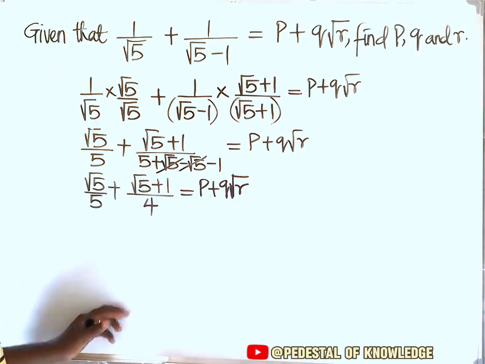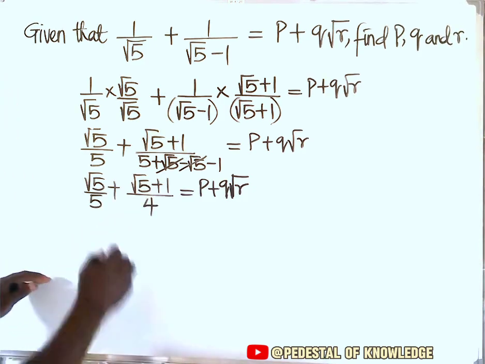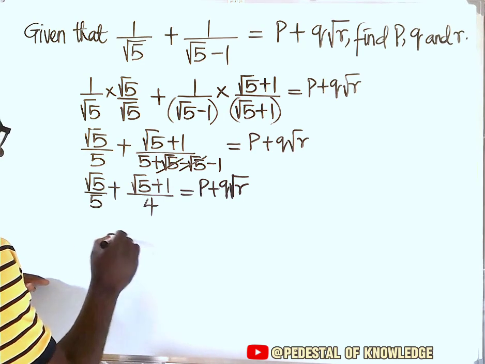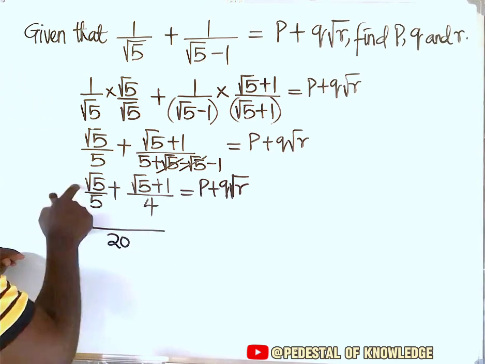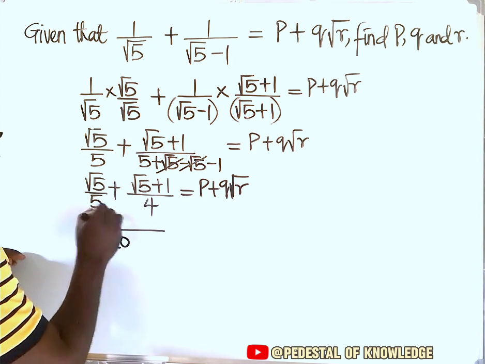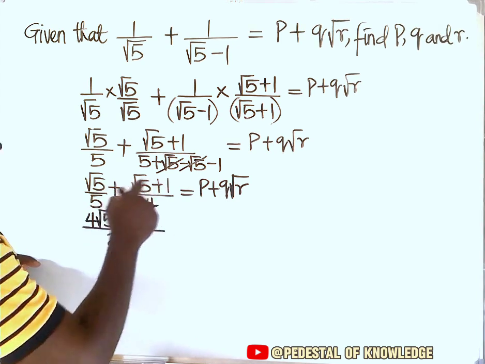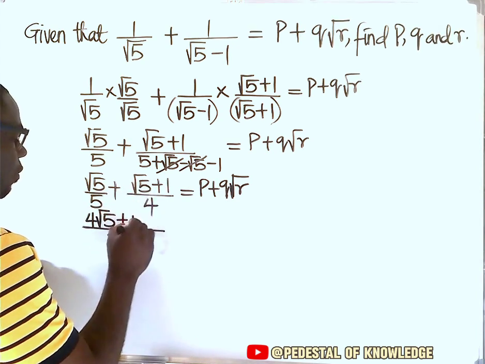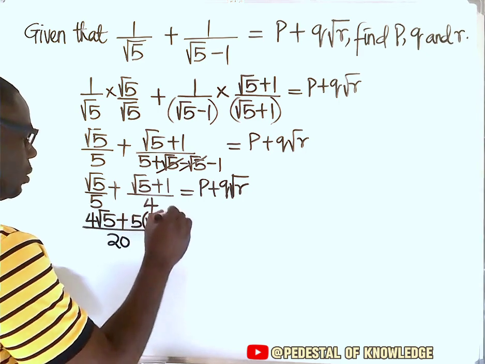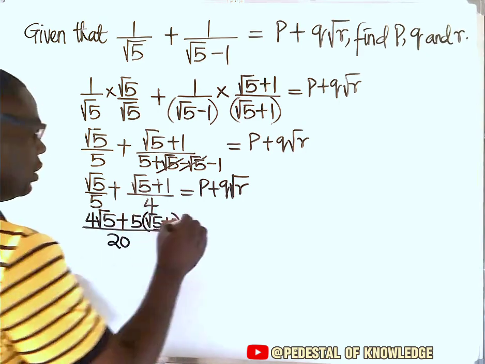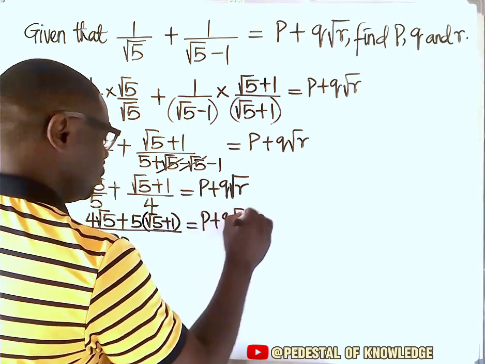So now when we take the LCM on the left-hand side of the equation, the LCM of 5 and 4 is 20. So we're going to have 20, then we have this. 5 into 20 is 4. 4 times root 5 will give us 4 root 5. Plus 4 into 20 is 5. 5 times root 5 plus 1 will give us 5 into root 5 plus 1. Then this is equal to P plus Q root R.